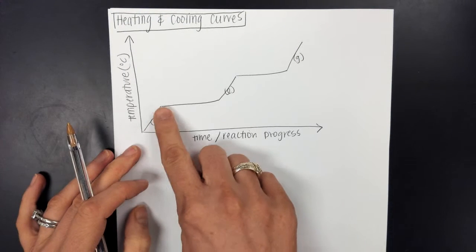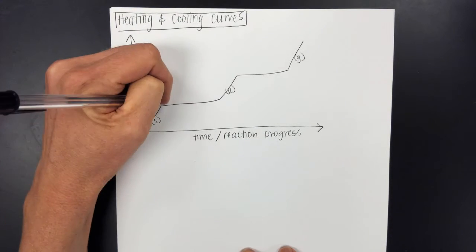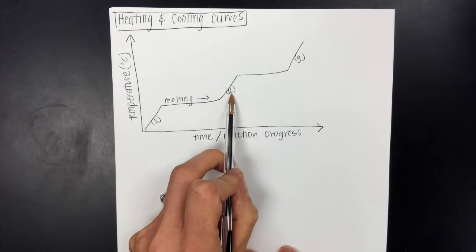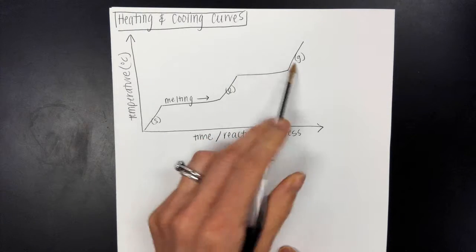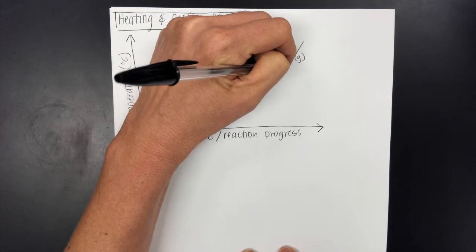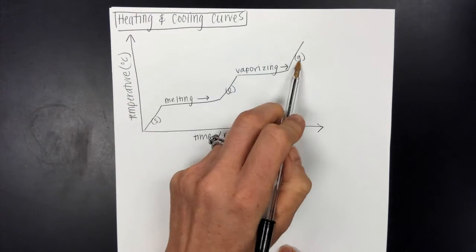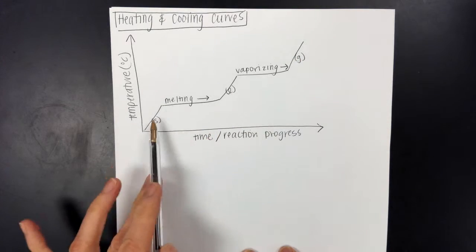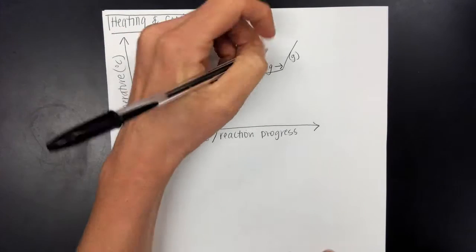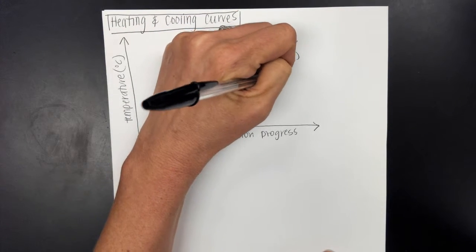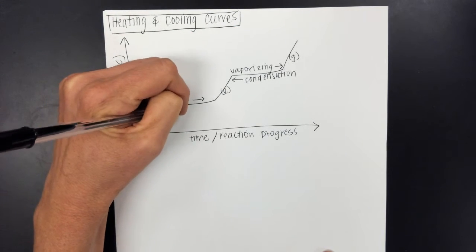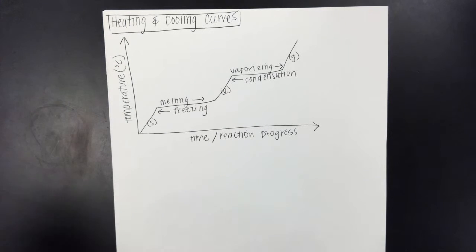As your solid begins changing into a liquid, you are melting. Then you're a liquid for a little while, and then as your liquid changes to your gas, you are vaporizing or evaporating. But in a cooling curve, if you're going backwards, gas becoming a liquid is condensation, or condenses, and obviously freezing.